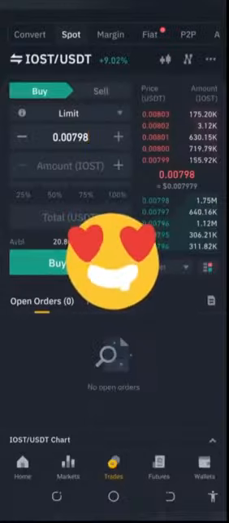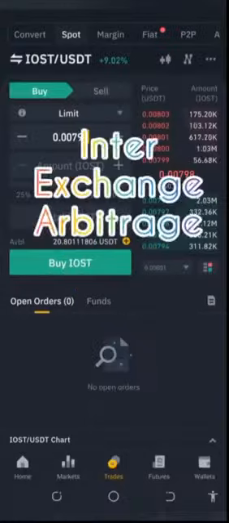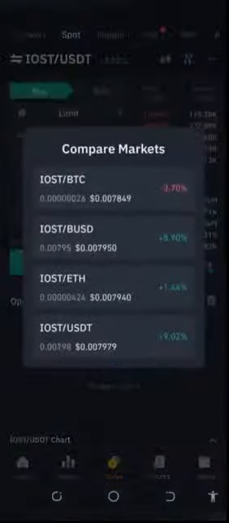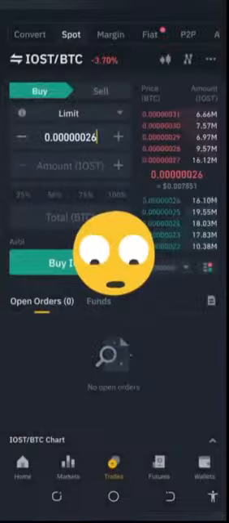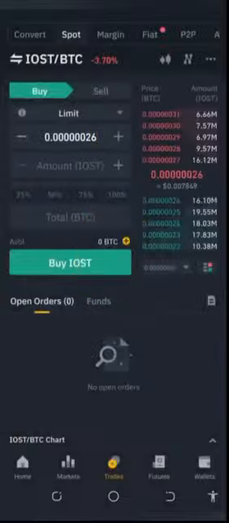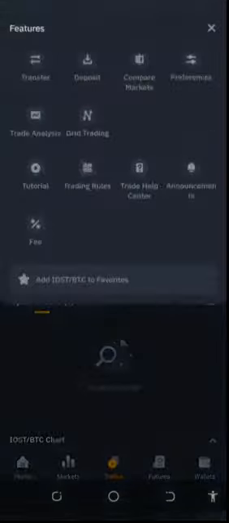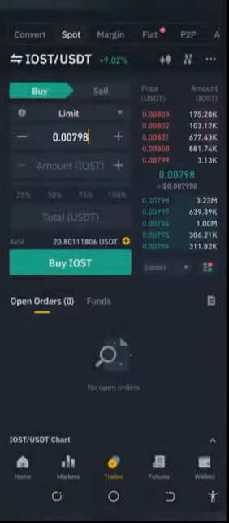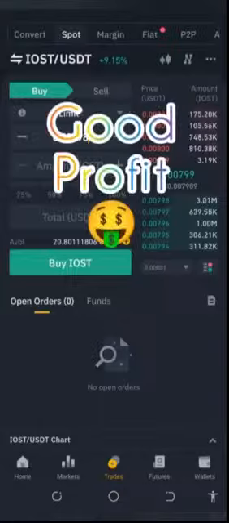Now, this is actually an inter-exchange arbitrage. We were supposed to sell BTC to make our profit, but it looks like BTC was wasting time. It was just somewhere and it wasn't ready to move. But anyways, USDT worked for us and we were able to get a good deal. This is one of those where you wait a while and then you make a very good profit. Anyways, I'm glad to announce that we made a good profit from this.